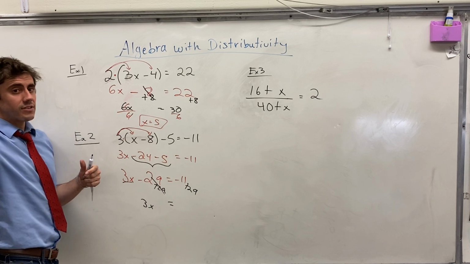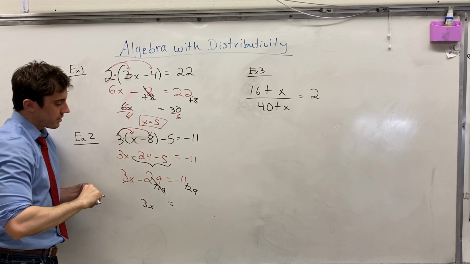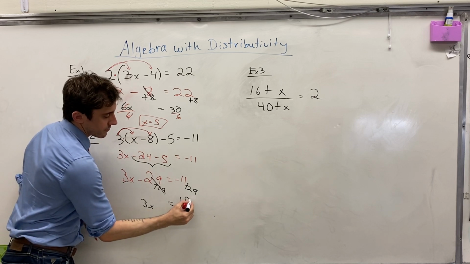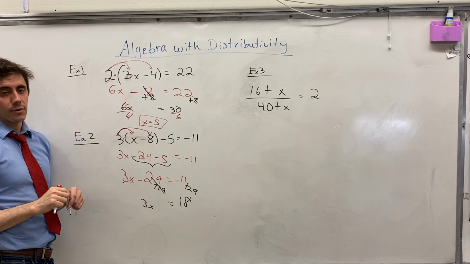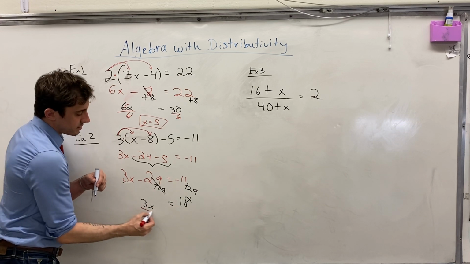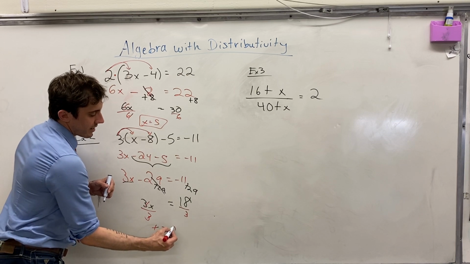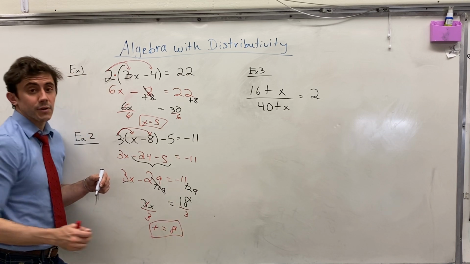So negative 11, like you lost $11, and then you win $29. Now we're in the positive with $18. And now we know how to finish this off. If 3x is equal to 18, we'll divide both sides by 3 evenly, and we get a solution of x being equal to 8.